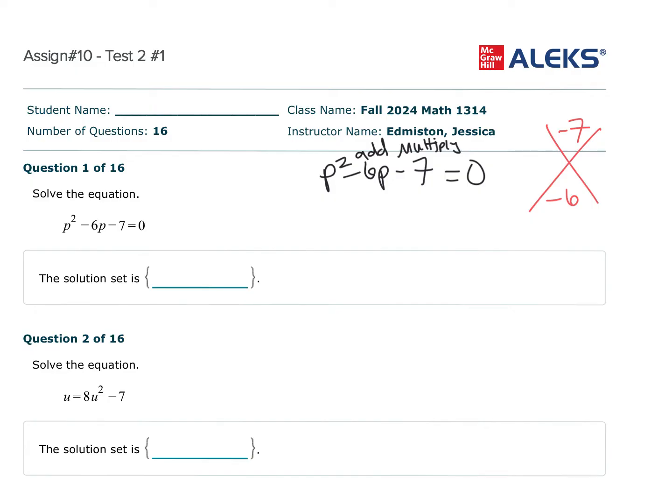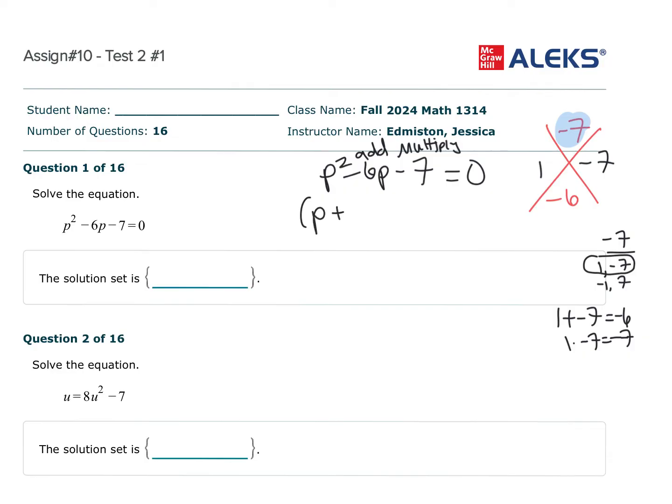And if I'm not sure right away, I can always start with the -7 and I can think what times what equals -7. And I really don't have a lot of choices. It's either going to be 1 and -7 or -1 and 7. But I wanted to add to get -6. And so that's why I would choose 1 and -7, because 1 plus -7 is -6. 1 times -7 is -7. So it meets those qualifications.